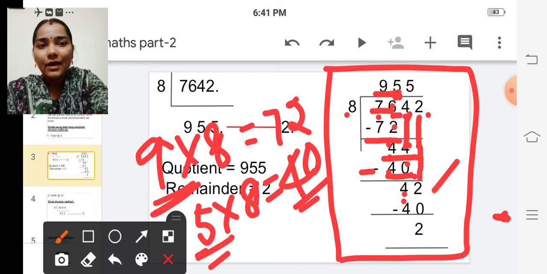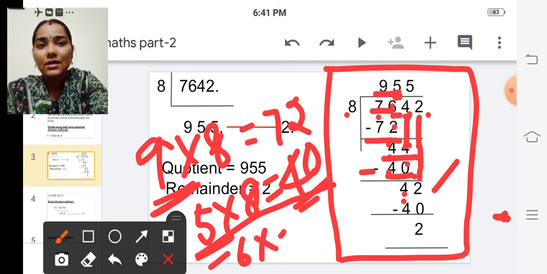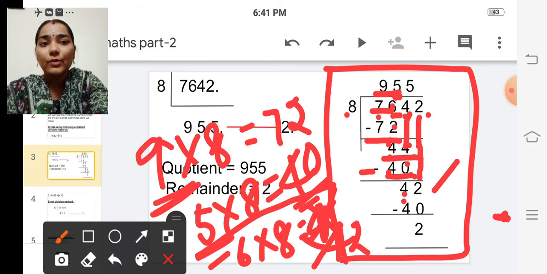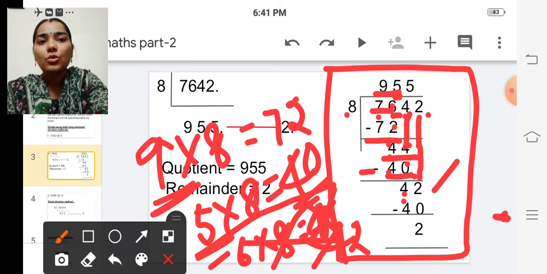And again 5 8s are 40. We cannot take 6 8s. 6 8s are 48, which is greater than 42. So we cannot subtract 48 from 42. So we cannot take 6 8s are 48. So we can take 5 8s are 40.